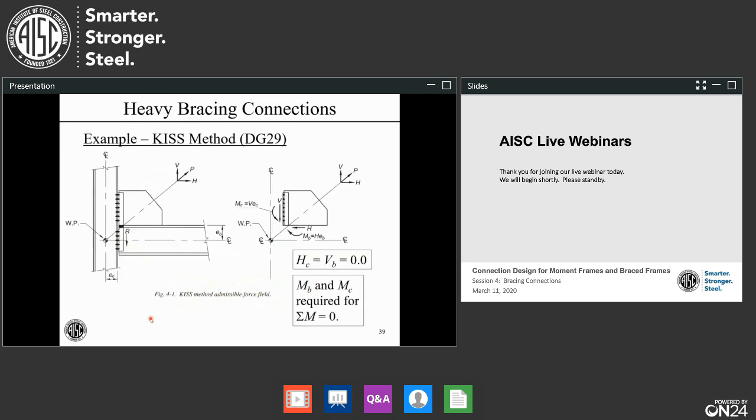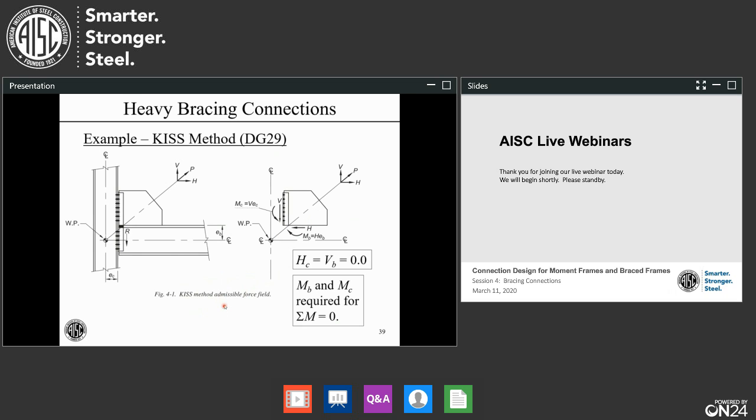Now, there are various options for this. In Design Guide 29, they show a kind of funny one called the KISS method, keep it simple, stupid method. With this method, you just zero out the horizontal force at the column and the vertical force at the beam. Just choose the force field that has those two zeroed out. Now, to have equilibrium, you've got to have this moment at the beam and/or moment at the column. This still must be in equilibrium.